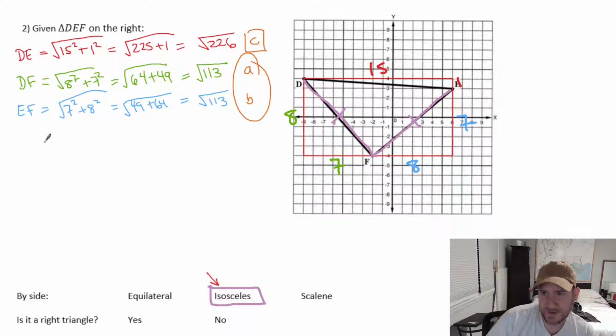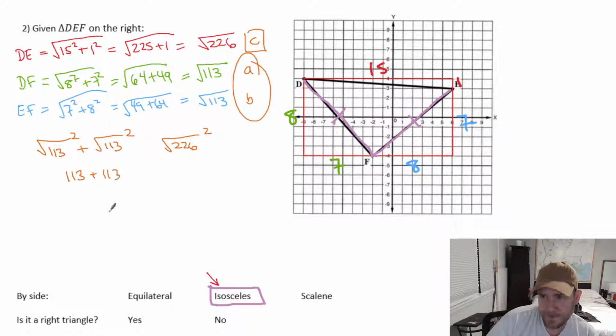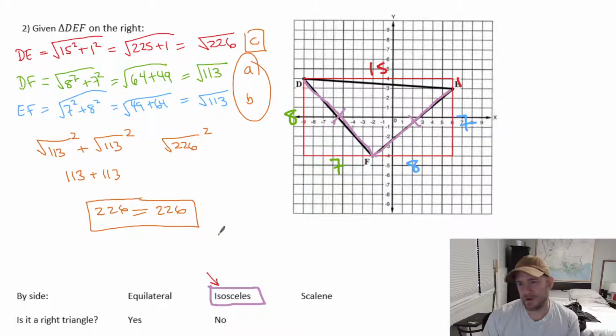So let's check. A squared plus B squared would be root 113 squared plus root 113 squared. And then we're going to check and see how that relates to the root 226 squared. So this is 113 plus 113, which is, guess what, 226. And root 226 squared is 226. So guess what? Those are equal. So that proves that the triangle is a right triangle.